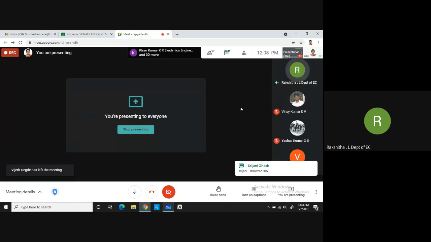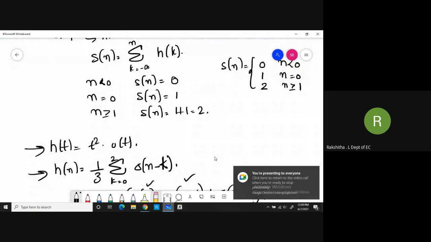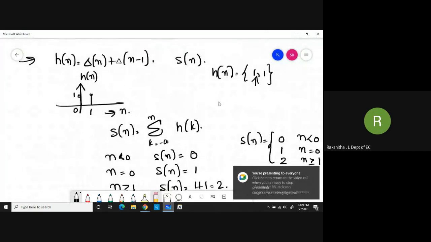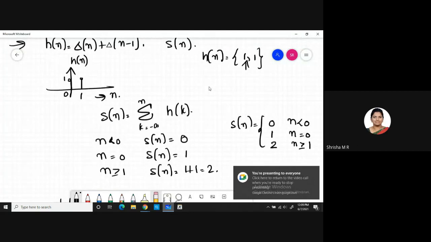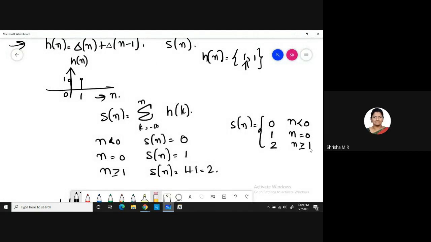Excuse me, ma'am. Yes, Rakshita. Ma'am, for the fourth question, you said that it is n greater than or equal to 1, right, ma'am? If you are considering that n is greater than or equal to 1, it should be 1, right, ma'am? Later on, if we sum the 0 instant and 1 instant, it should be 2, ma'am.